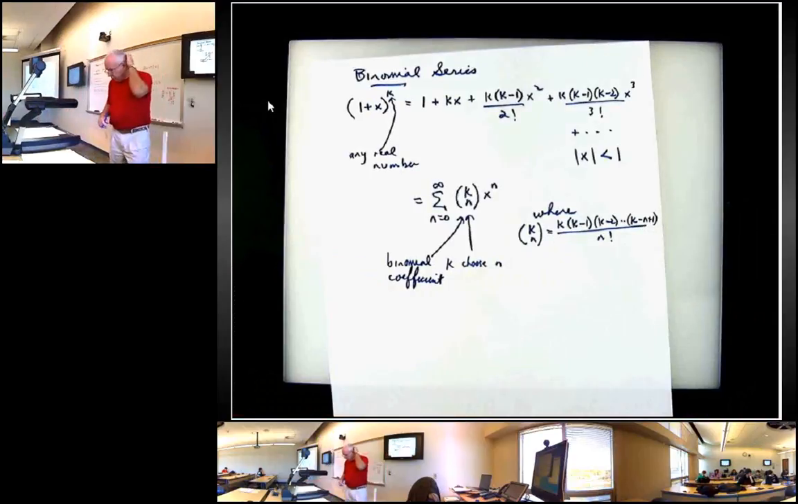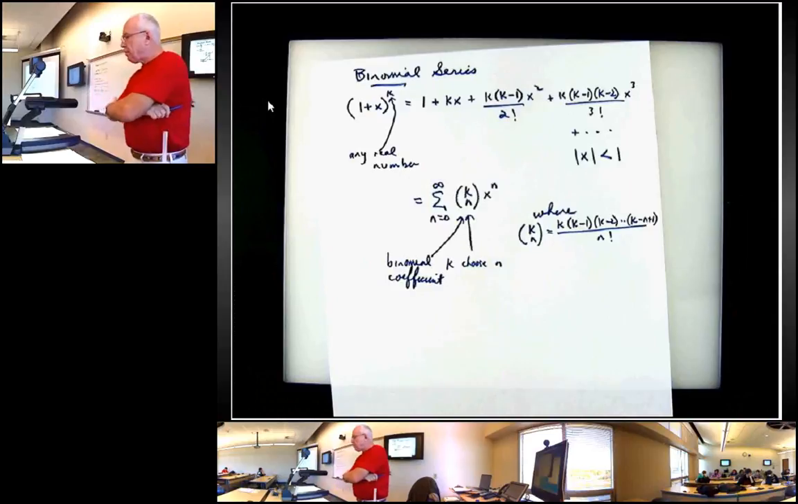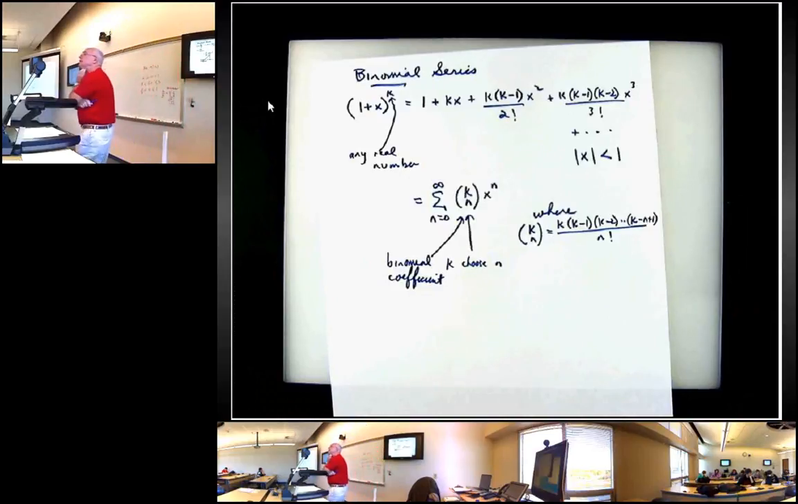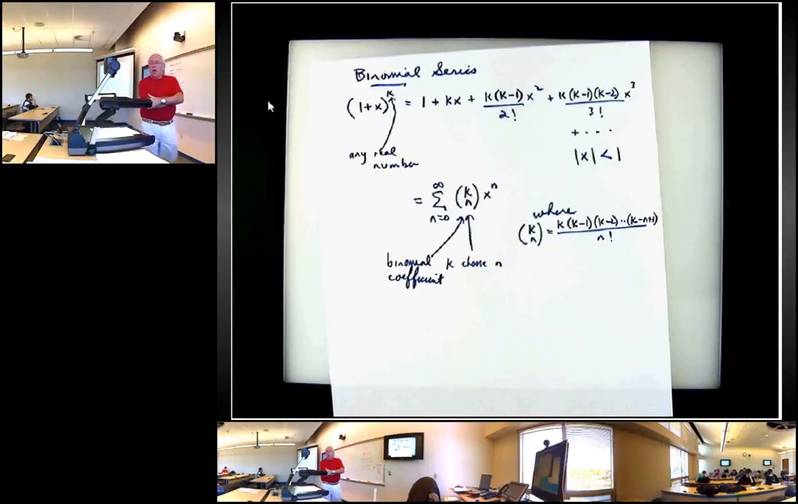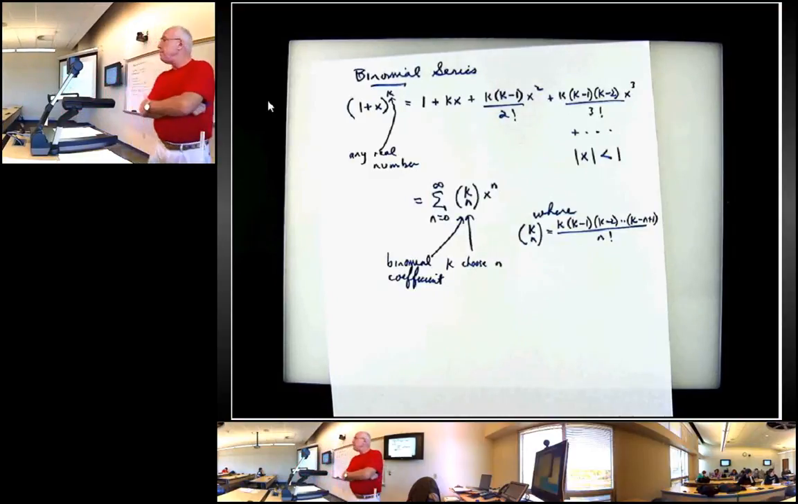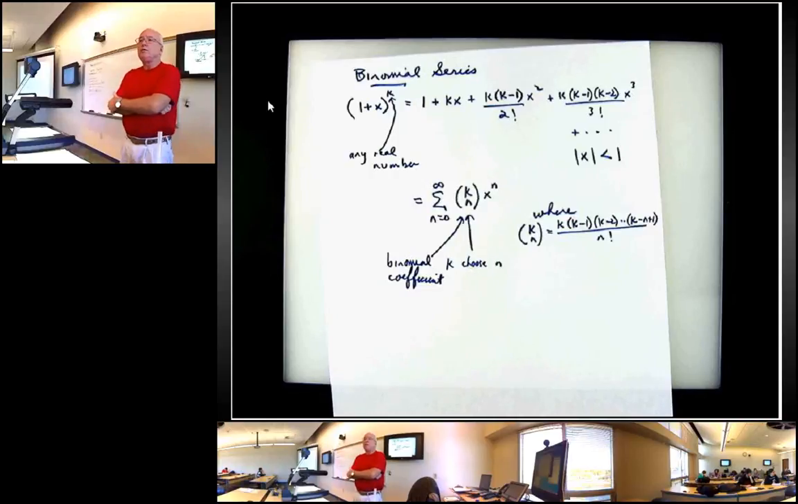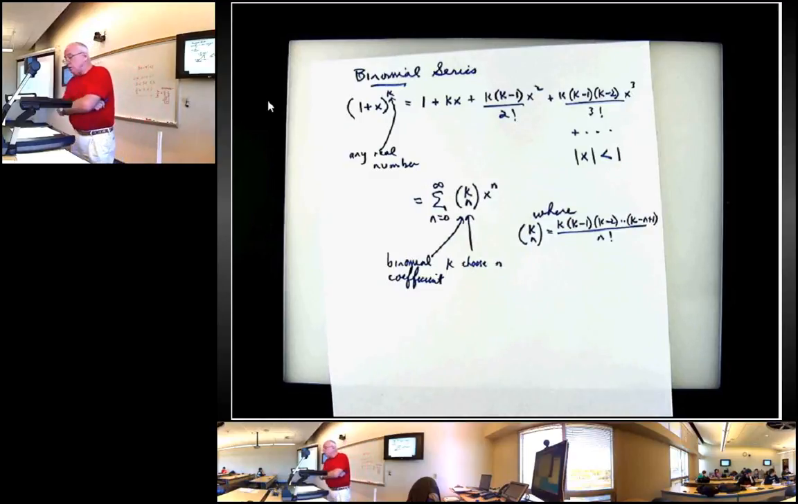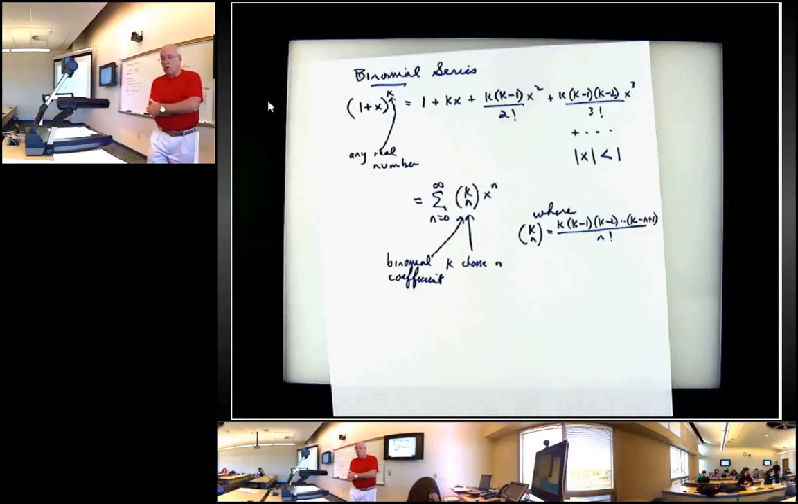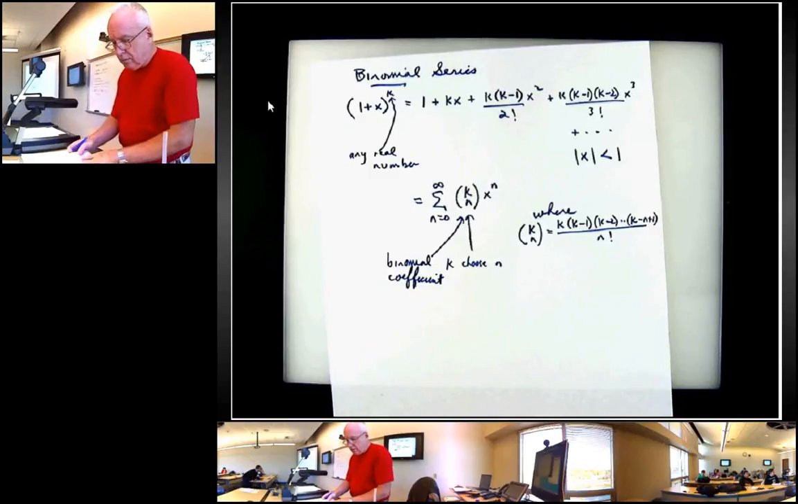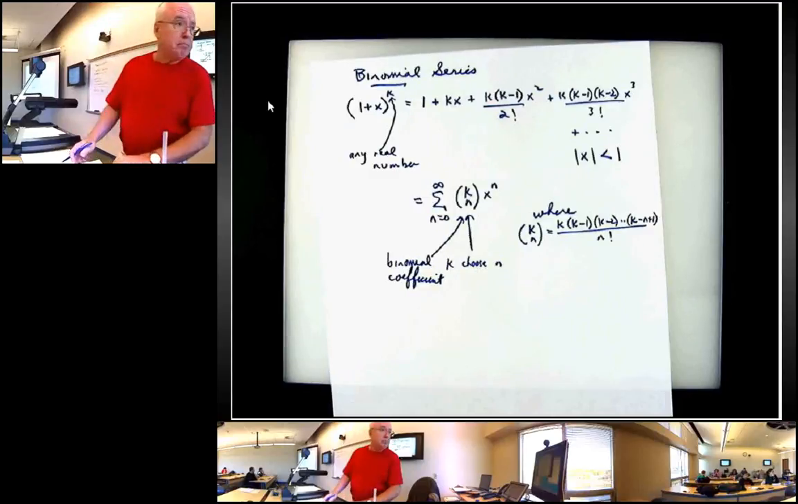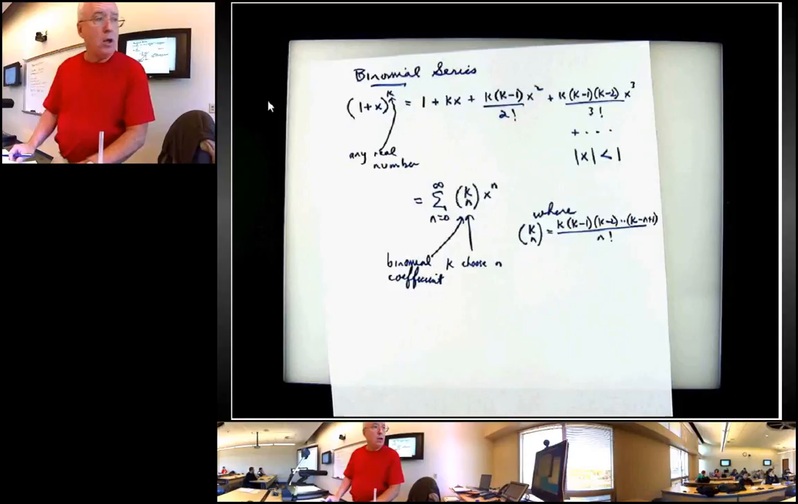Now, I will tell you that for problems on the exam dealing with this binomial series, I'm just going to be asking you to perhaps list the first 4 or 5 terms of it. So you'll be using the formula in order to do that. We'll be looking at an example of this later on today.